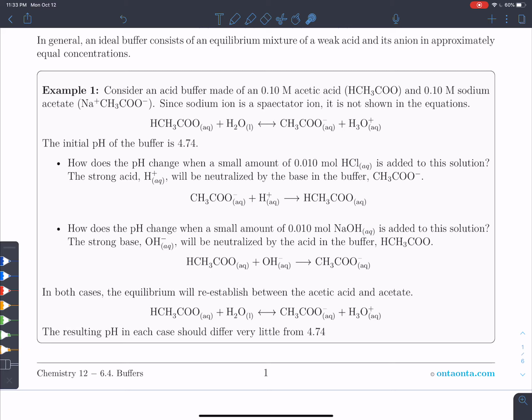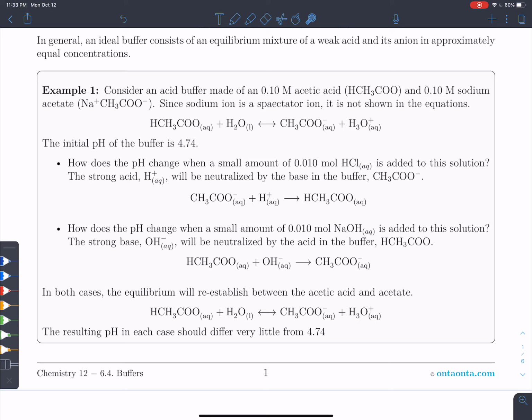Now what happens when we add a small amount, 0.01 moles of HCl, to the solution? Well, HCl is considered a strong acid and it's going to release hydrogen ions. But those hydrogen ions are going to be neutralized by the base, which is our acetate. And when that happens, it's going to form our weak acetic acid.